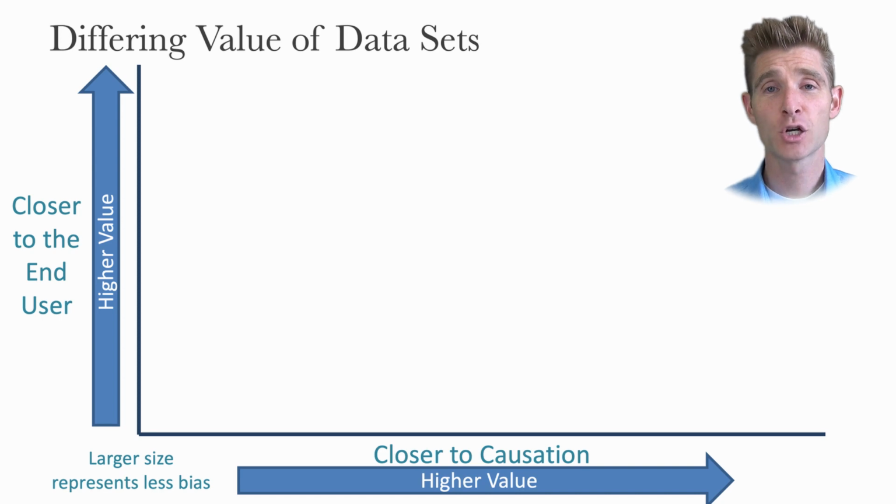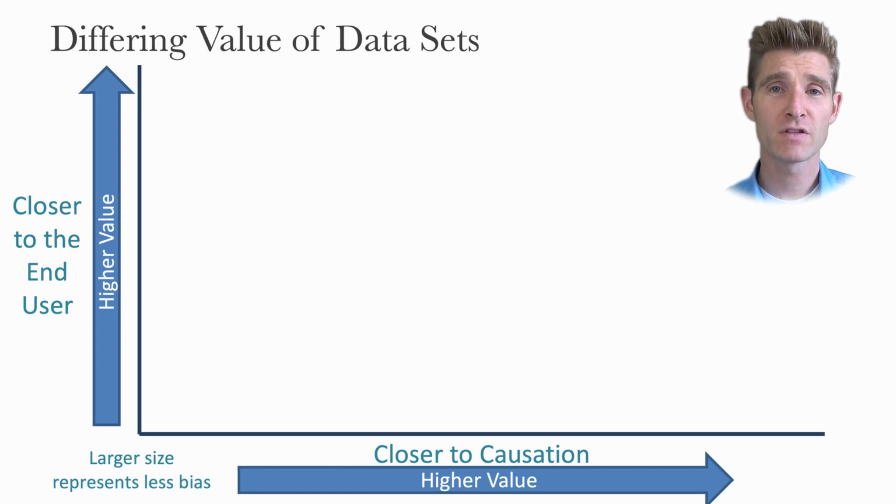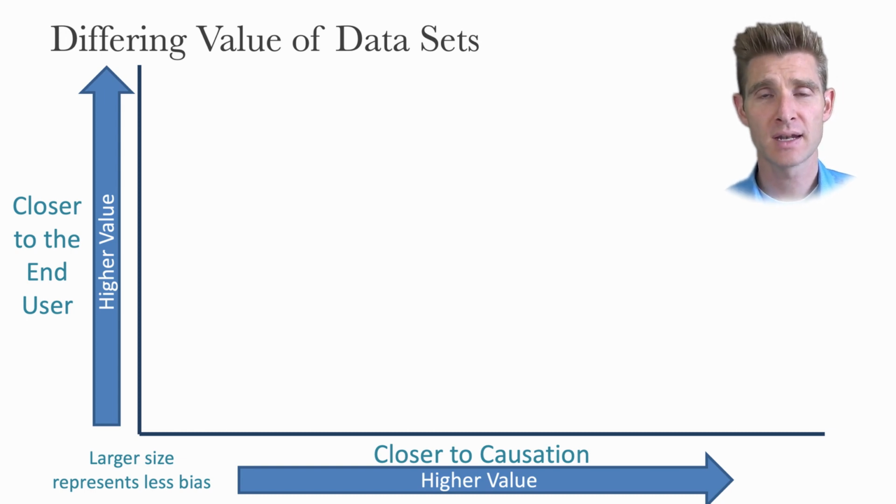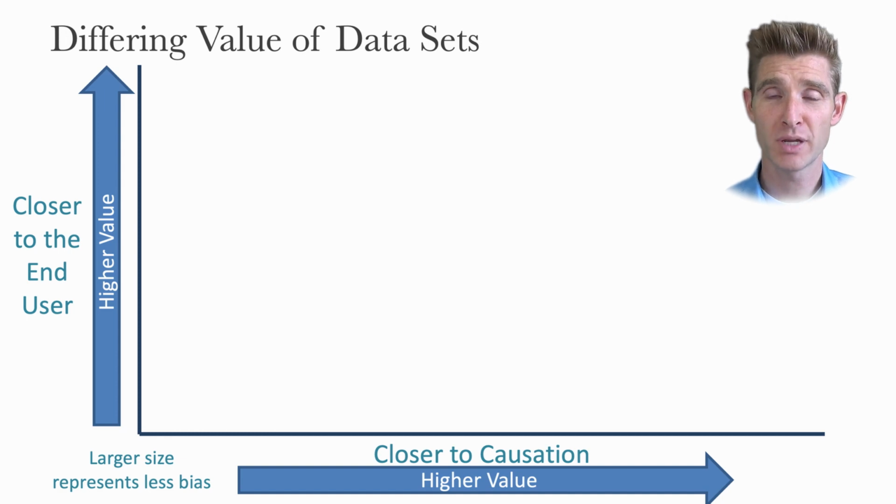Okay, I want to show you a simple graph that will help us understand the data. On the x-axis, you have closer to causation, where at 0, there's no causation, and higher up, you get more causation. On the y-axis, you have closer to the visitor. So at 0, you have our own thoughts, opinions, and ideas, and then as you get higher up on that scale, you get to the actual visitor's opinions, thoughts, and ideas. The closer you get to the end user, the better the data. The closer you get to causation, the better the data.